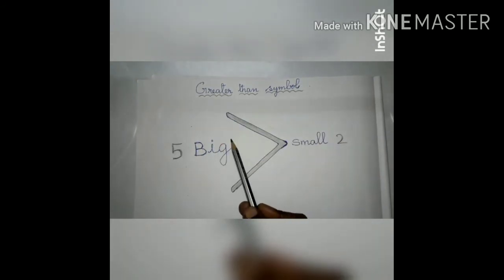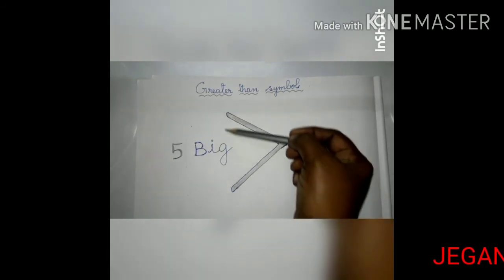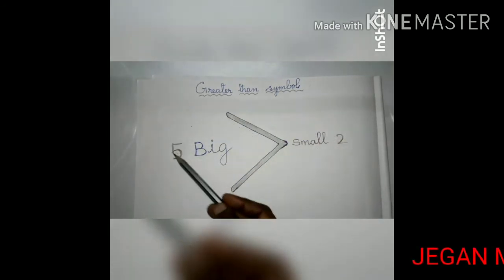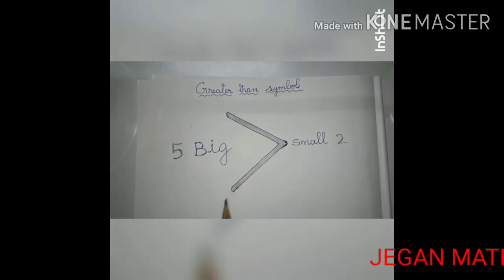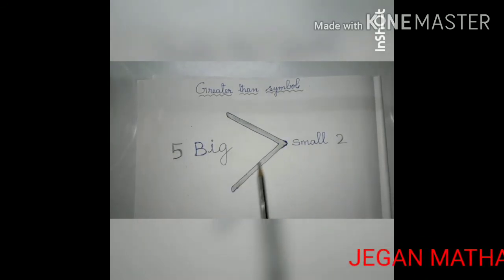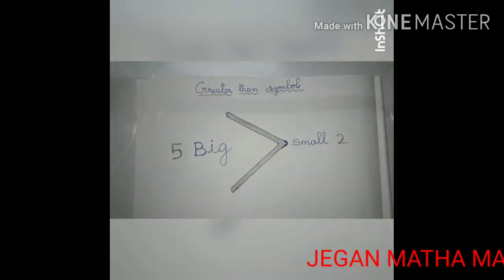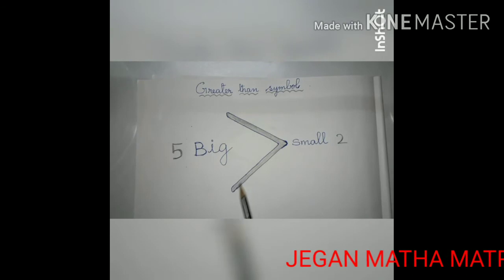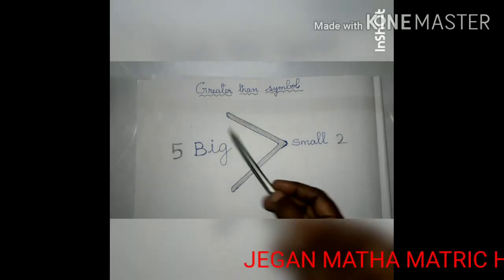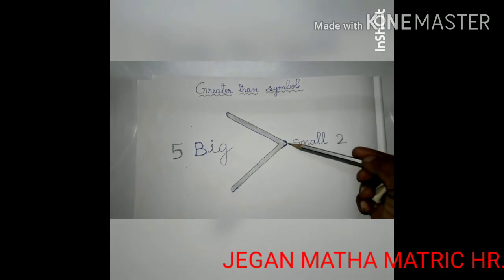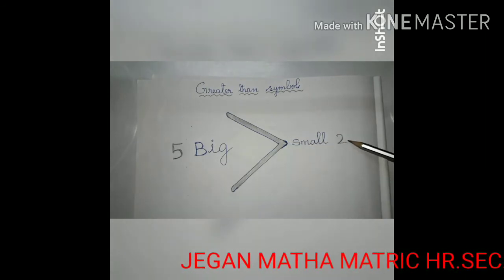Okay, this is a clue for you. Wide gap side, see the gap. So this side the big number will come. So what is the sign? It is the greater than sign. This is the way you have to put the sign. Big number on the wide gap side. See this pointed side, see the pointed end. On this side you must write the small number.